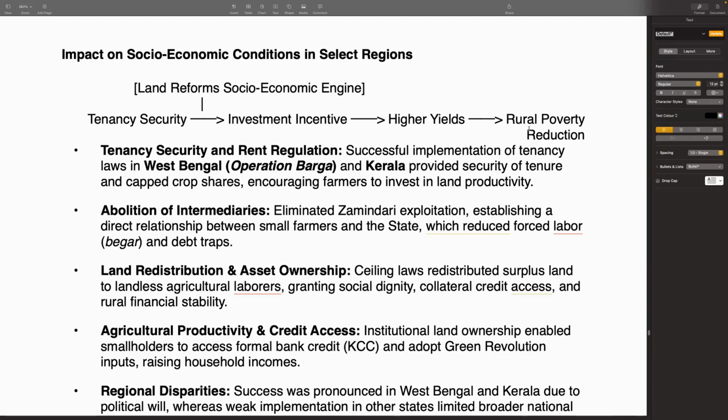Successful implementation of tenancy laws in West Bengal, Operation Barga and Kerala provided security of tenure and capped crop shares, encouraging farmers to invest in land productivity. Abolition of intermediaries eliminated zamindari exploitation, establishing a direct relationship between small farmers and the state, which reduced forced labor, begar, and debt traps.